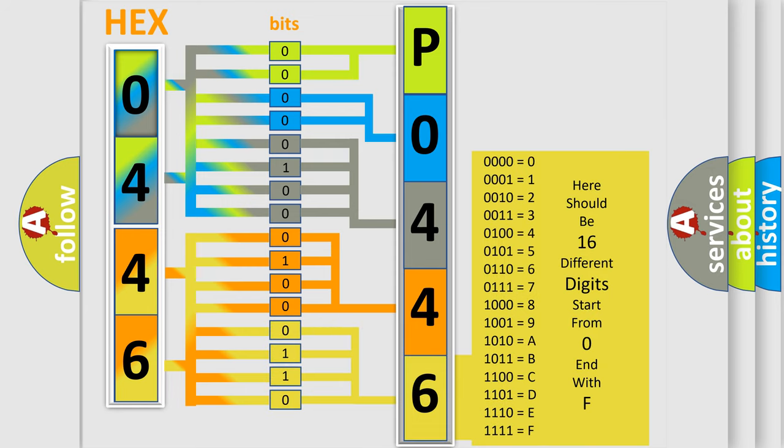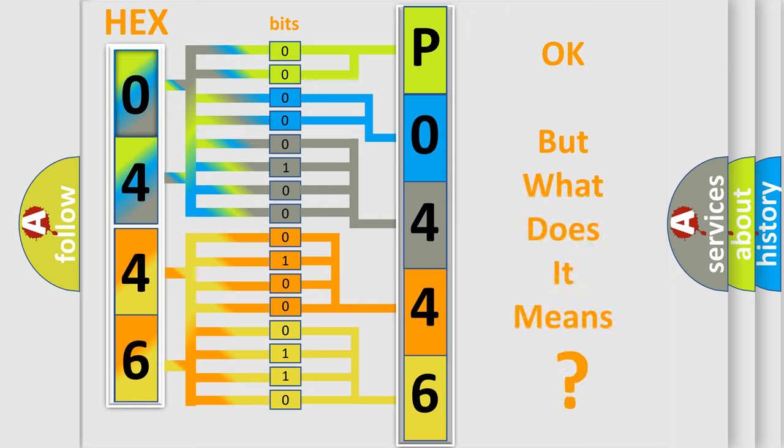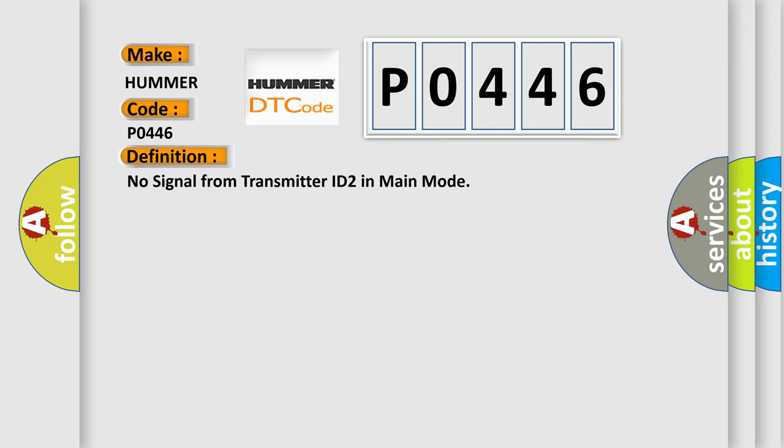We now know in what way the diagnostic tool translates the received information into a more comprehensible format. The number itself does not make sense to us if we cannot assign information to what it actually expresses. So, what does the diagnostic trouble code P0446 specifically mean for car manufacturers? The basic definition is: no signal from transmitter ID2 in main mode. And now this is a short description of this DTC code.